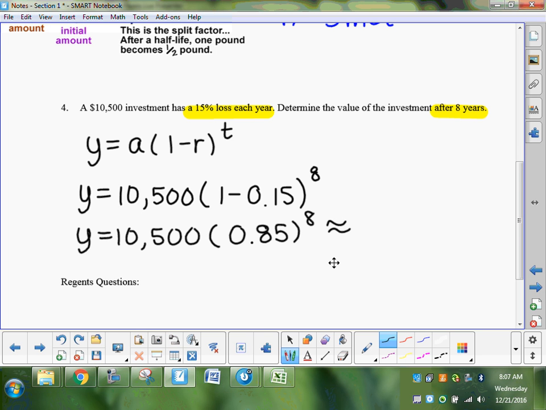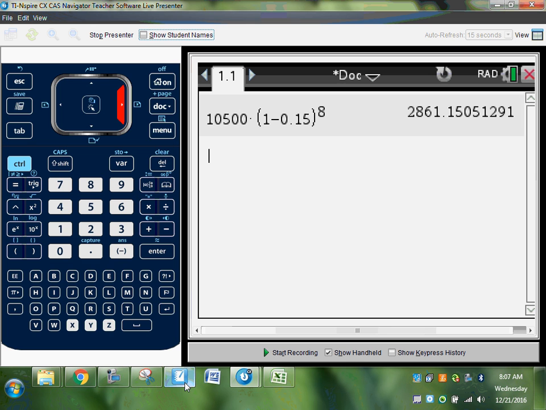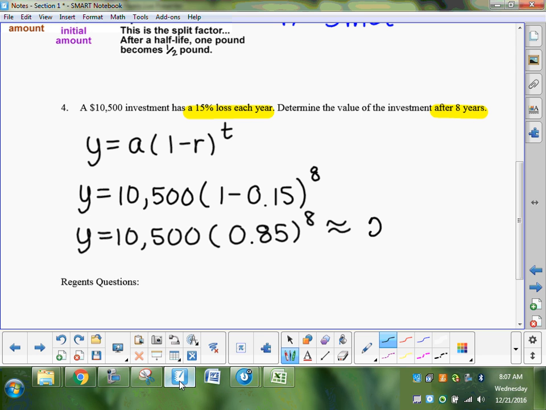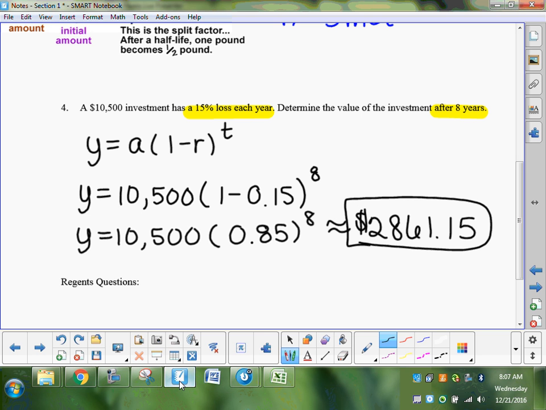What would the value of that investment end up being? And go through, and it would be 2861.15. Is this amount right? Yeah. Okay. So, is that a good thing to lose that amount or not? No. You don't want to lose money when you invest it.